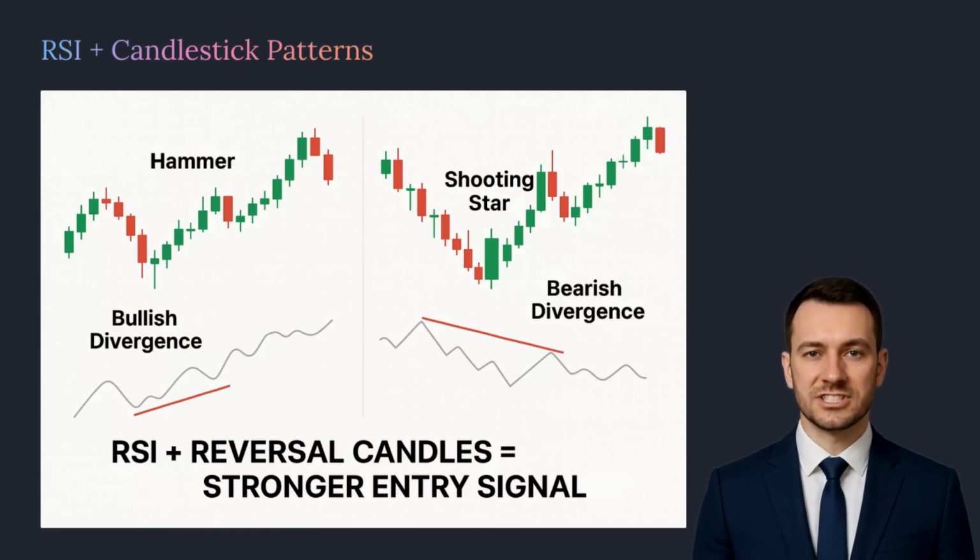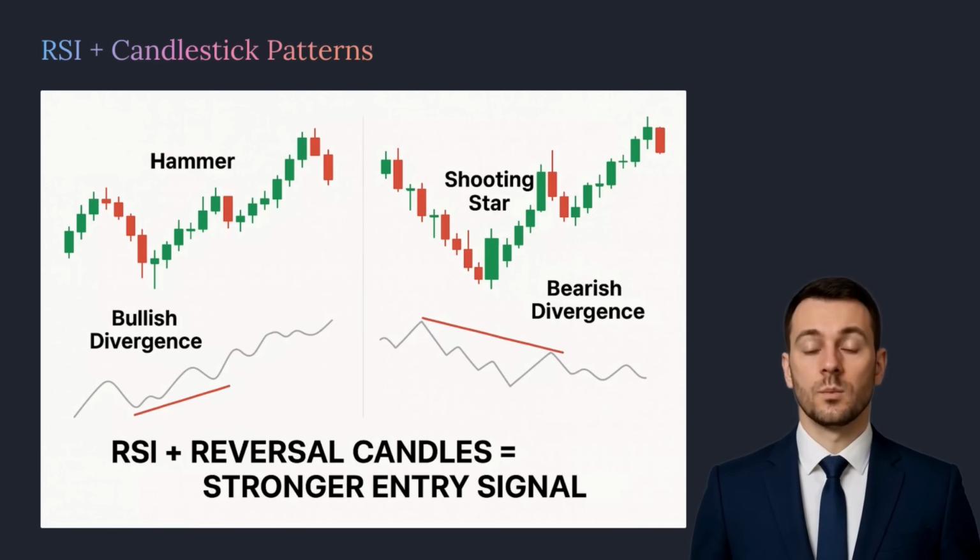RSI plus candlestick patterns. We touched on this earlier with confirmation. Classic reversal candlesticks, hammer, shooting star, engulfing, etc., can validate RSI signals. For example, imagine RSI shows bearish divergence at a peak, and then a bearish engulfing candle appears.